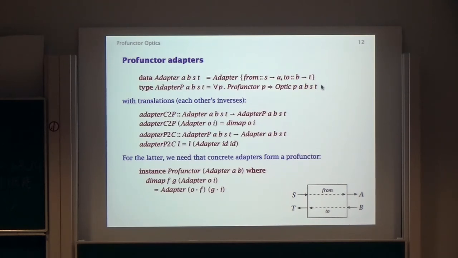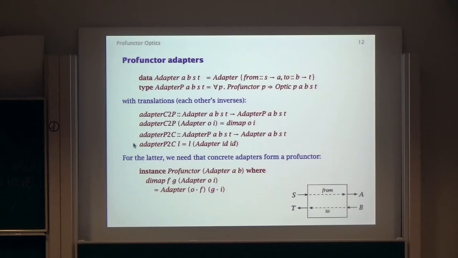My profunctor representation of adapters is as one of these optics. So it's something that turns a PAB into a PST, but it's allowed to assume that P is a profunctor type. And these two types are entirely isomorphic. They're equivalent. There are translation functions that translate from one to the other and back again, and those two functions are each other's inverses. And that's a theorem that's stated in the paper and proved in the appendix of the paper.